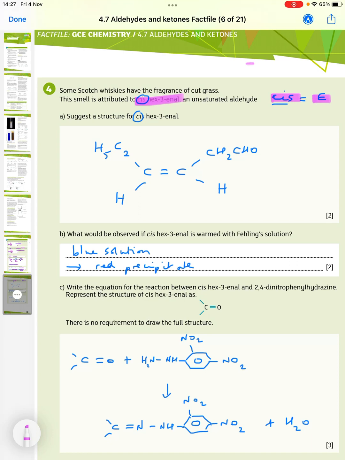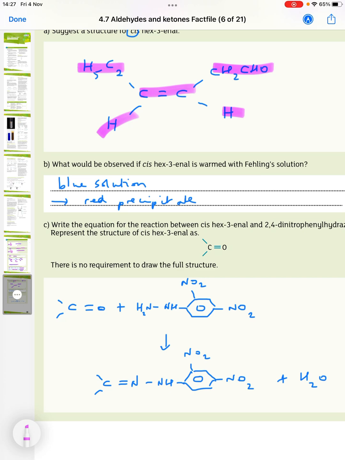But I do refer to them as E and Z isomers rather than cis and trans. So you want both the high priority groups on the same side, and so you've got C2H5 on one side and CH2CHO on the other, and then just the two hydrogens there and the double bond in the middle.